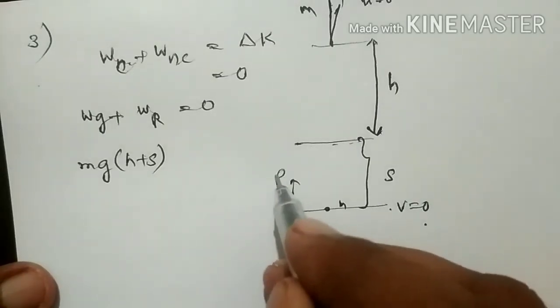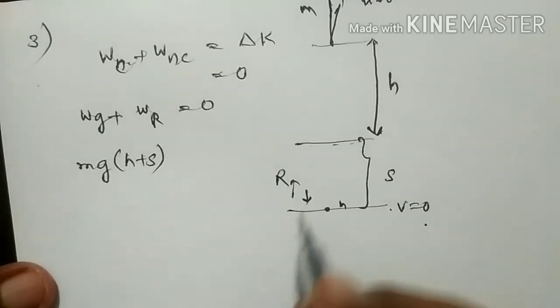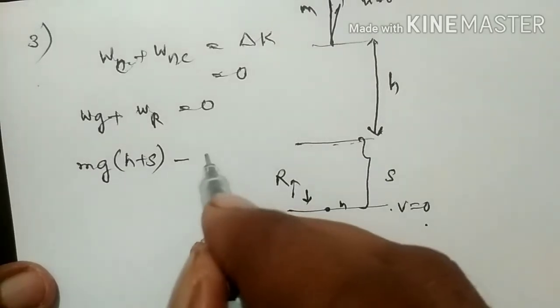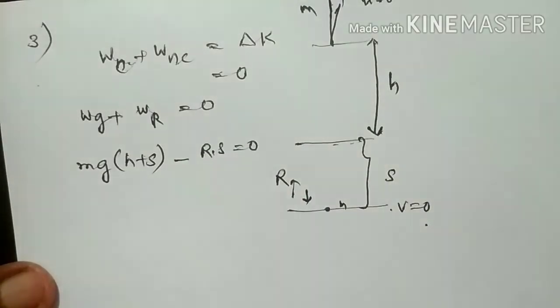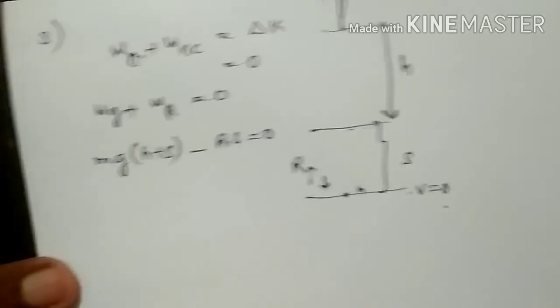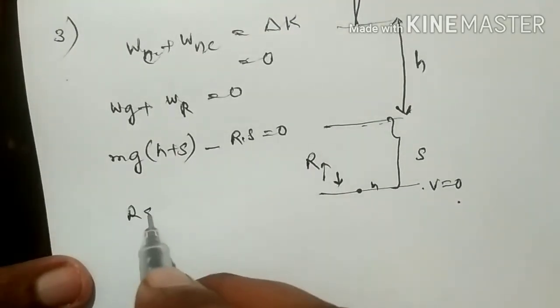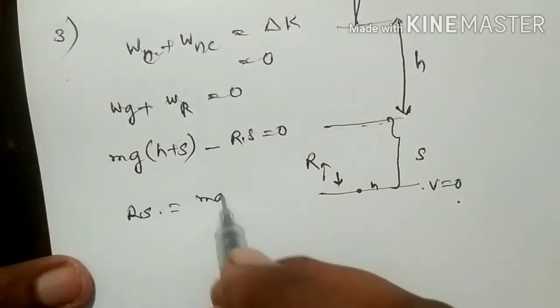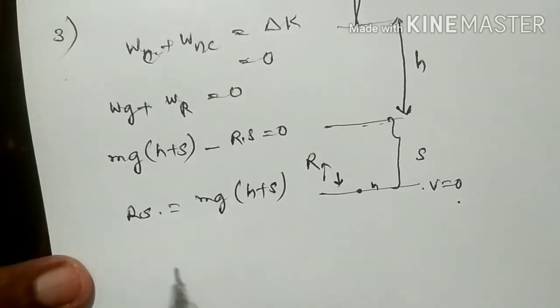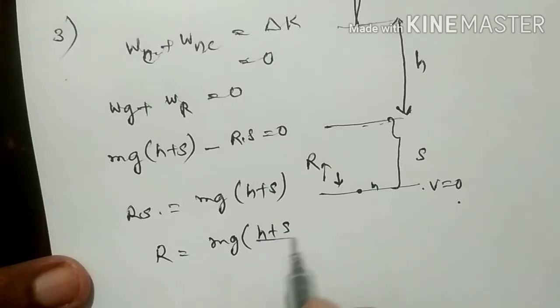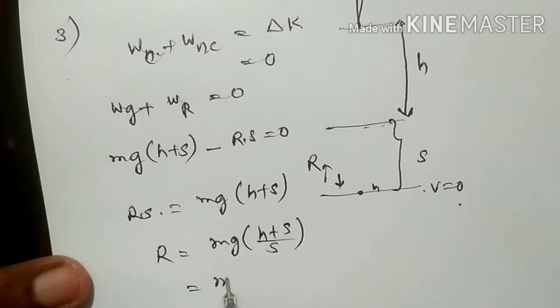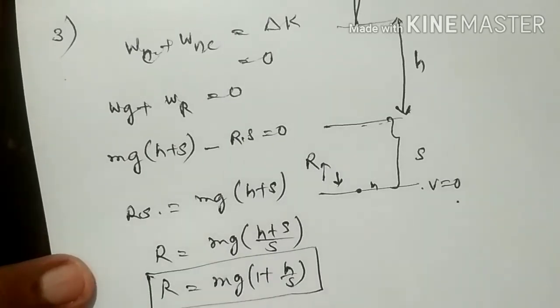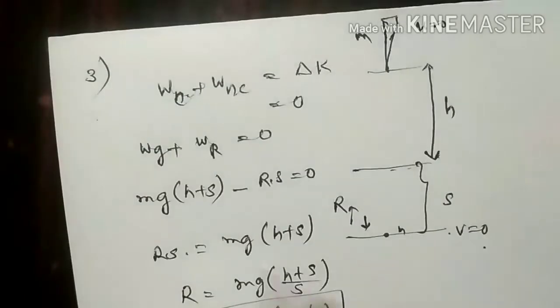The resistance you take as R, but the displacement is in the opposite direction. So you can write the work done as negative R into s. So mg into h plus s minus R into s is equal to 0. So what is the resistance? R into s is equal to m into g into h plus s. So R is equal to mg into h plus s by s. So it is mg into 1 plus h by s. This is the resistance offered by the ground. So that is the first question.